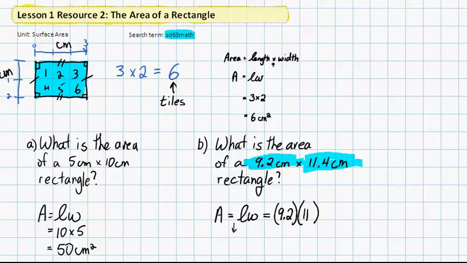This is times. In the calculator, I go 9.2 times 11.4, which, according to my calculator, is 104.88 centimeters squared. And that makes sense to me because 9.2 is kind of like 10, and 11 is kind of like 10, and 10 times 10 is 100. So the answer should not be 100, but it should be close, and there it is.